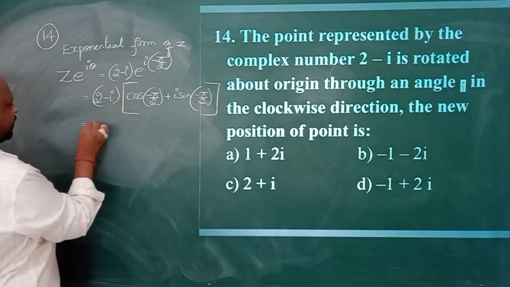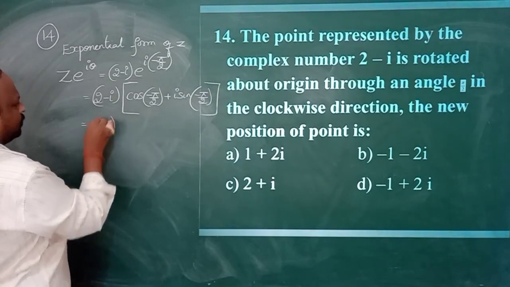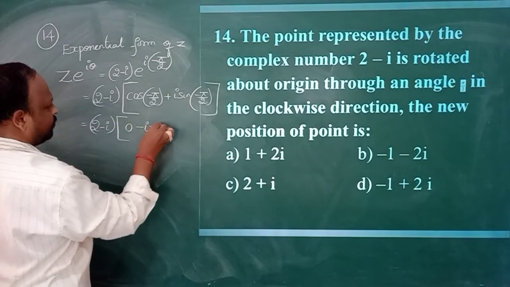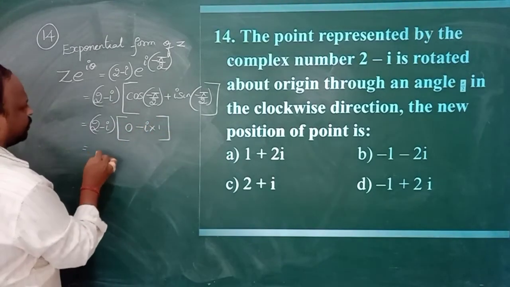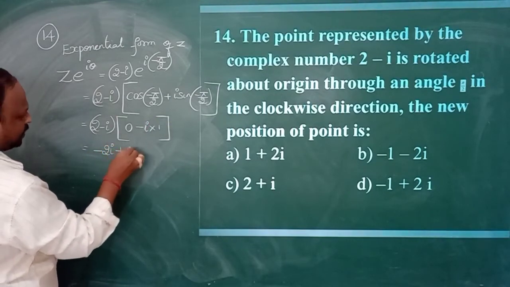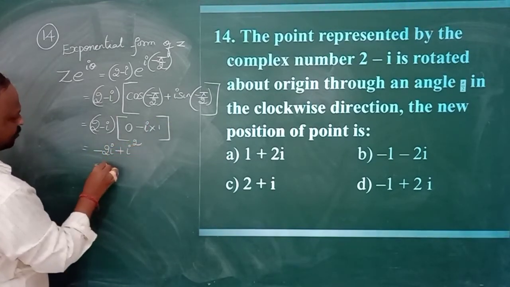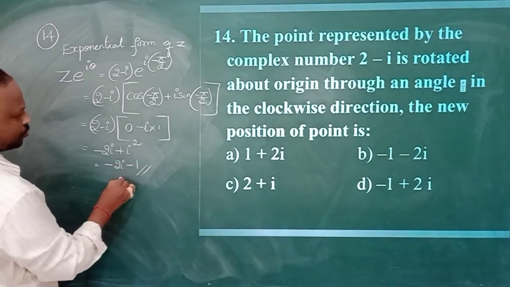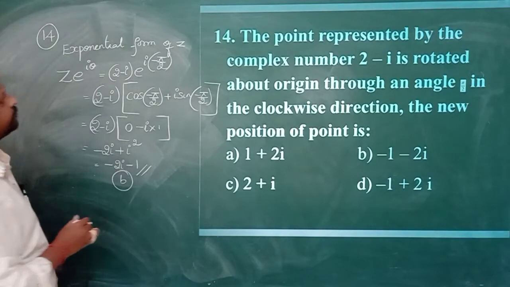So cos 90 will be 0, minus i sin 90 will be 1. Simplify this: minus 2i plus i square, that is equal to minus 2i minus 1. So minus 1 minus 2i, option B is the answer.